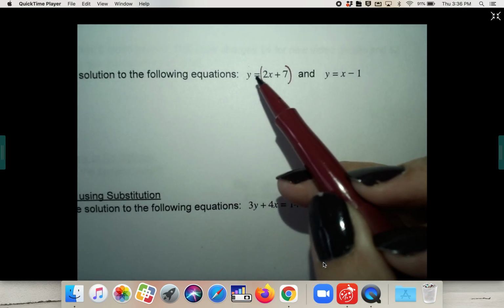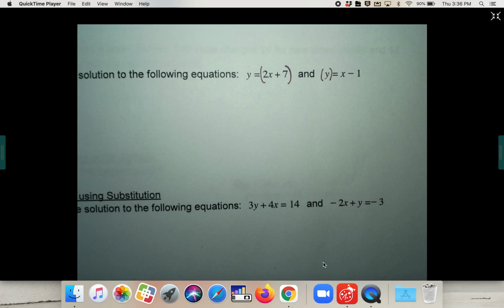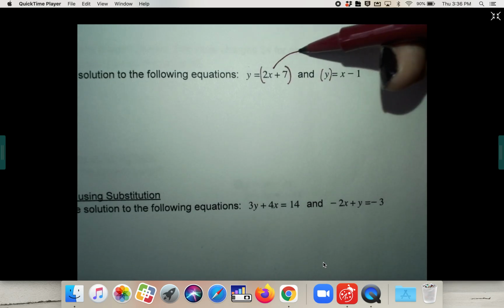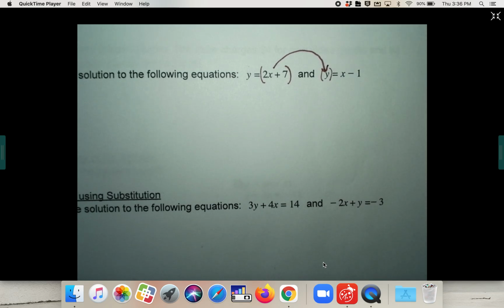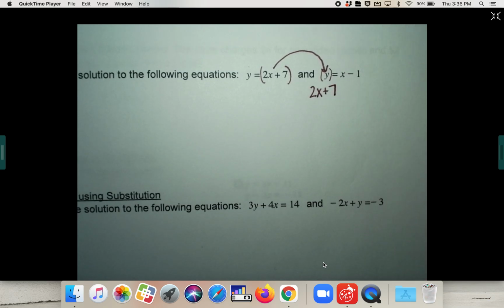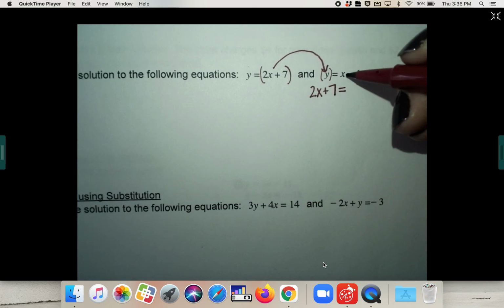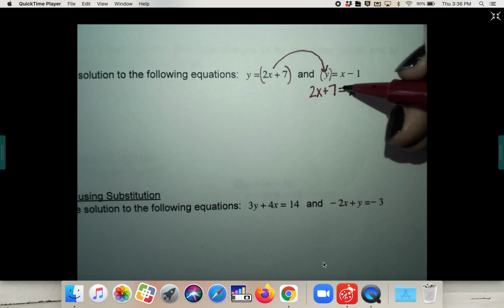So it says y equals 2x plus 7. So instead of y, I don't want you to see that as y anymore. I want you to see it as what we're substituting as y. So I want you to rewrite this equation, but instead of y, put 2x plus 7. And then we need to write the rest, which is equals x minus 1.